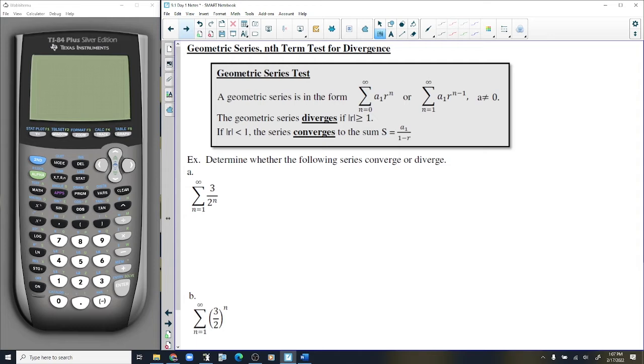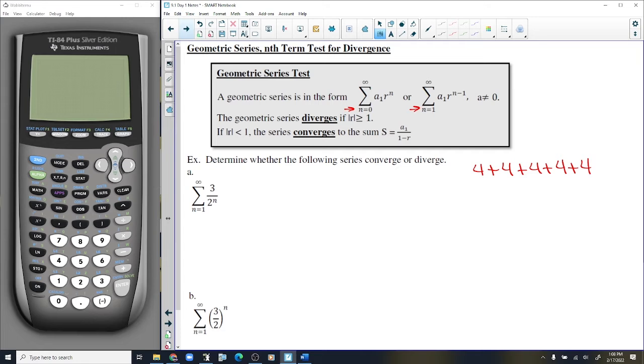Geometric series test. A geometric series is in the form, do you want to start with 0 or do you want to start with 1? You'll have to adjust the little formula there, or a sub n. The geometric series diverges if the absolute value of r is greater than or equal to 1. If what you're multiplying by is 1, so if you're going 4 plus 4 plus 4 plus 4, that's geometric. The r is 1, but you're headed off to infinity. That's not going to converge. If the absolute value of r is less than 1, the series converges to the sum, and it's a tiny little formula.